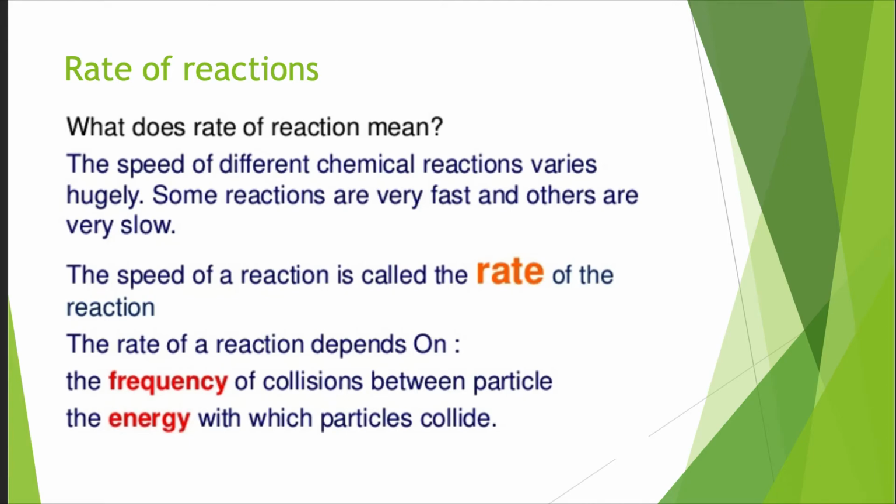So, what exactly is a reaction rate? Rate of reaction really just tells you how fast or how slow it takes for a reaction to occur. Different reactions have different speeds, and there's certain factors that affect that speed. The speed of reaction is called the rate of reaction, and the rate of reaction depends on the frequency of collisions between particles. So how often do they hit, collide, or cross each other, and the energy in which the particles collide.